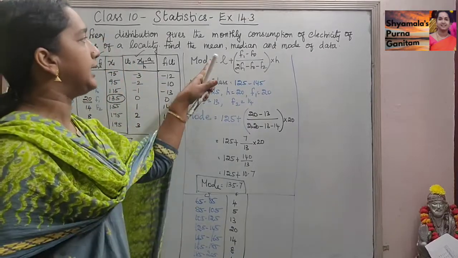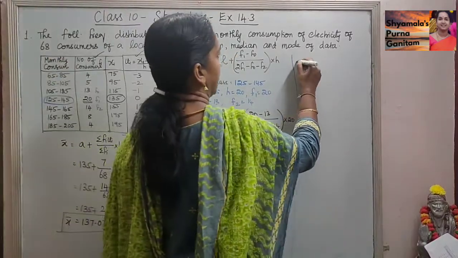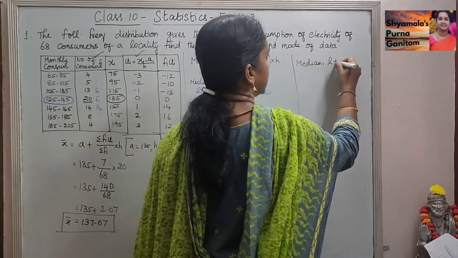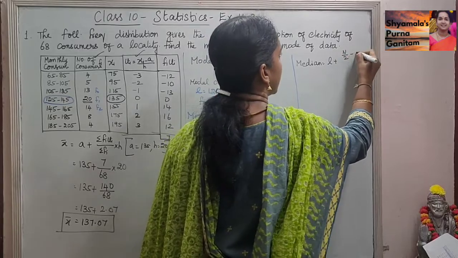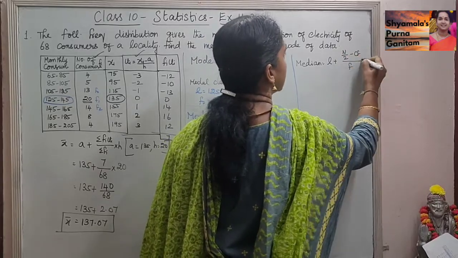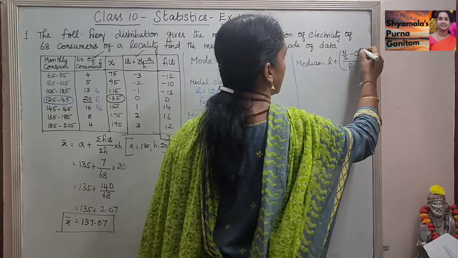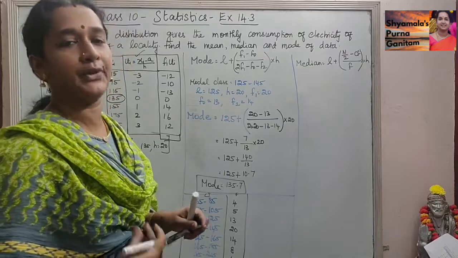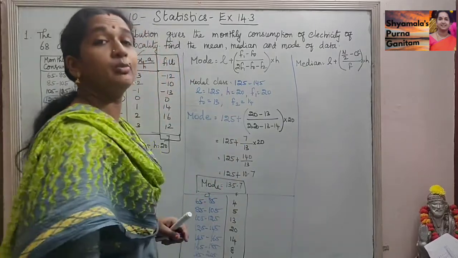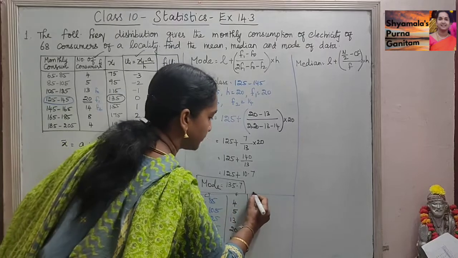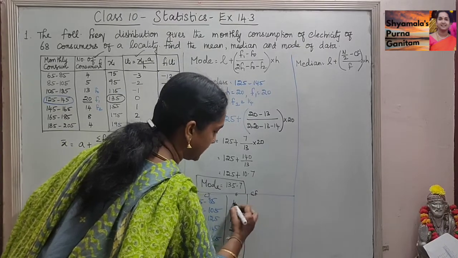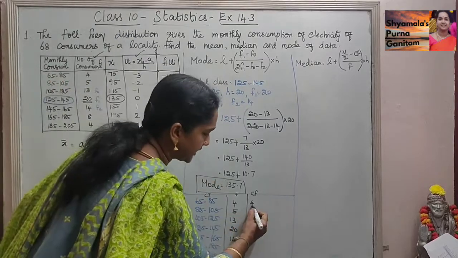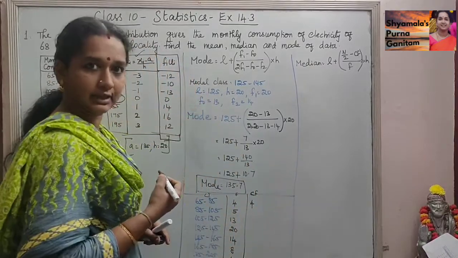So, for calculating median, the formula is median equal to L plus N by 2 minus Cf by F into H. This is the formula. Okay. So this is Cf. Cf is the cumulative frequency. So we should know cumulative frequency for this distribution. For calculating cumulative frequency, first we will write the frequency as it is. Then next, cumulative means we need to add them all together.